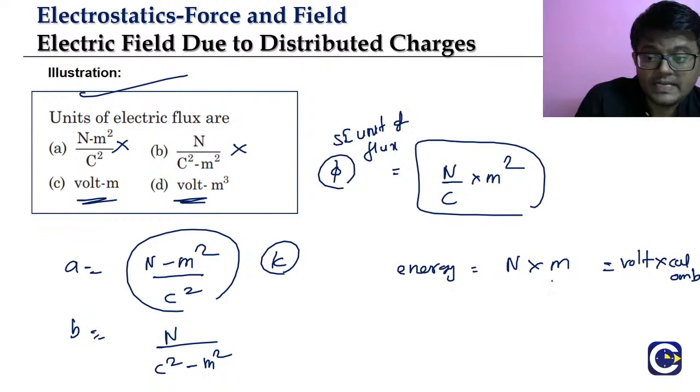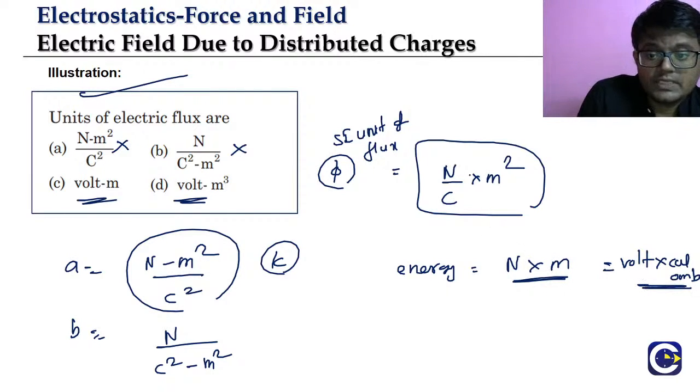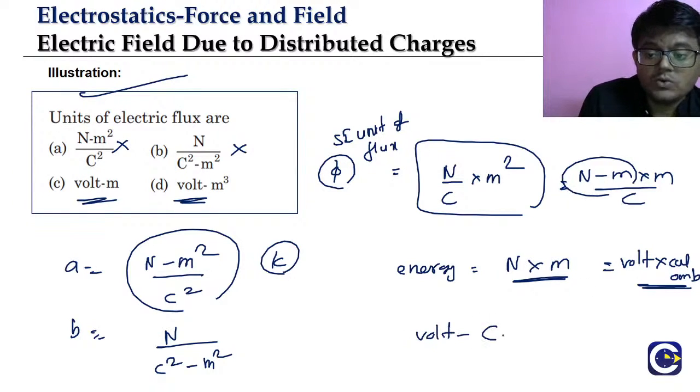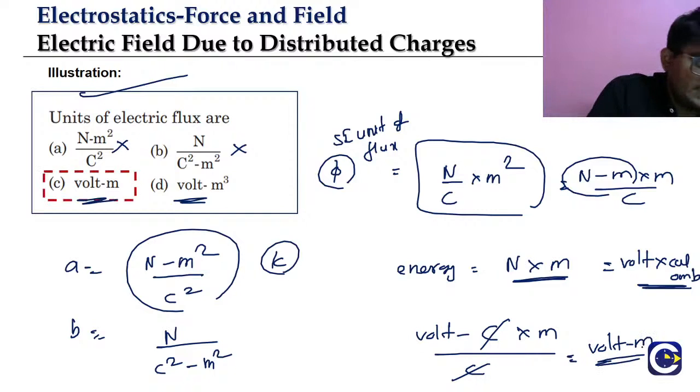Now look, in place of this Newton into meter, what can we write? Volt into coulomb. So here, Newton into meter square, right? So Newton into meter divided by coulomb. So in place of Newton into meter, what will we write? Volt into coulomb, into one meter, divided by coulomb. The coulomb will cancel. What is it? Volt into meter.